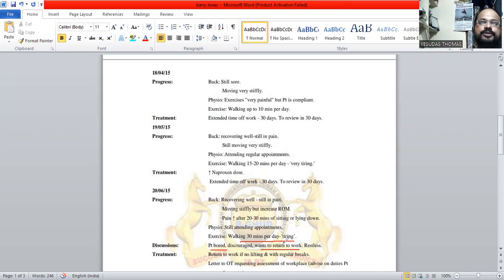So his condition at present: physiotherapy was initiated 3 months ago, and slowly he is improving. Right now he is able to walk for 30 minutes, but after 30 minutes he gets exhausted. He is able to sit for 20 to 30 minutes, and after that he gets pain.